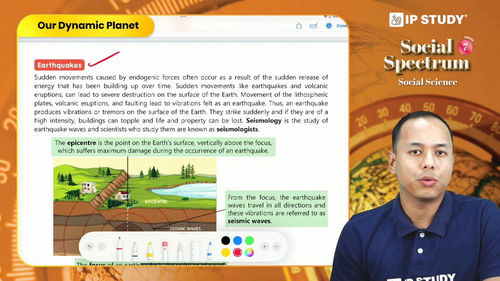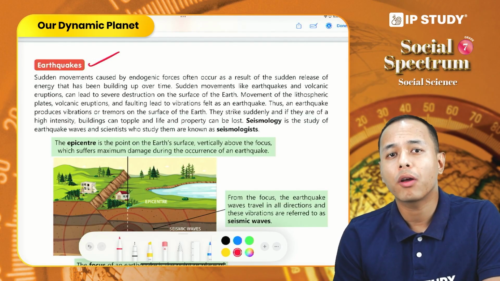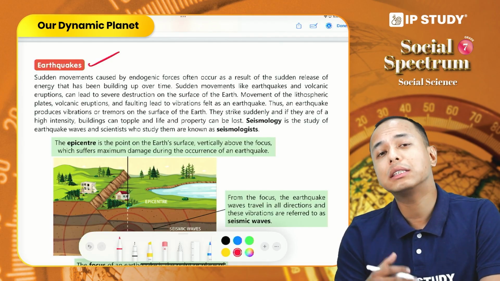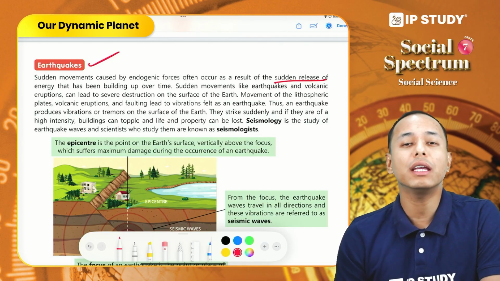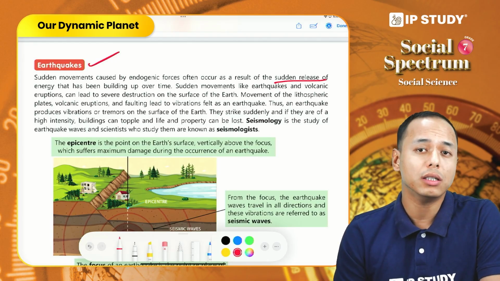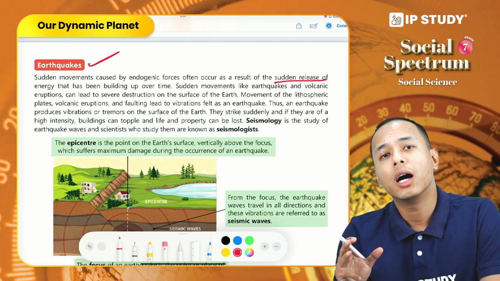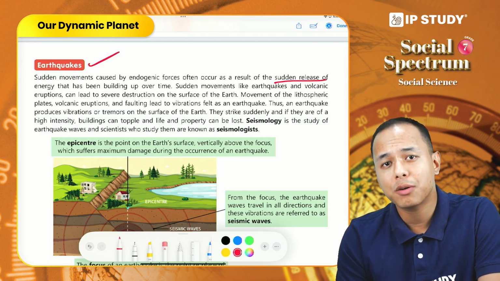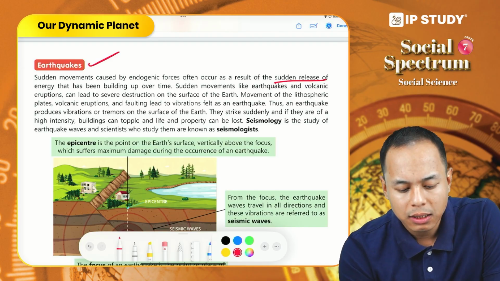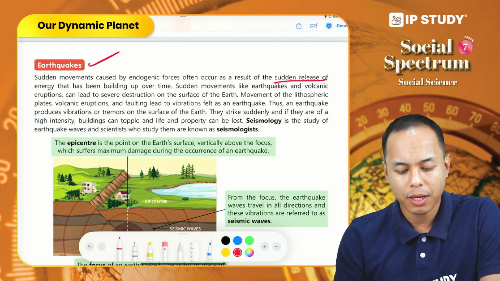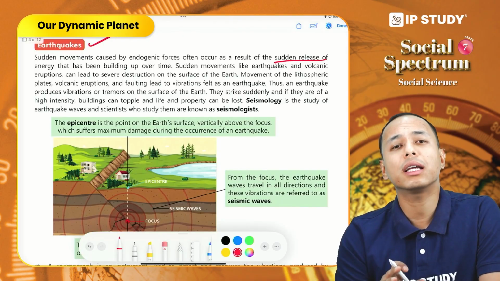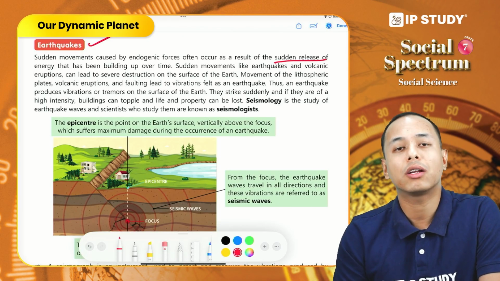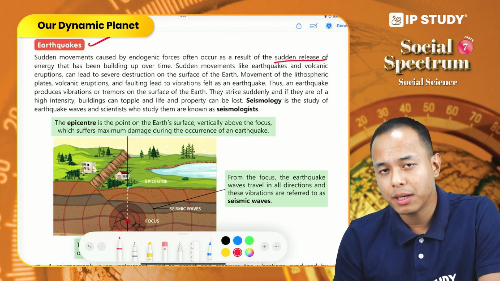So what are earthquakes? Earthquakes are sudden movements or vibrations that we feel because of endogenic forces. And why does this happen? Because of the sudden release of energy that was building up deep below the earth's surface. Earthquakes also occur if there is a movement in the lithospheric plates, or volcanic eruption, or faulting in the crust of the earth. And earthquakes cause large and massive destruction on the surface of the earth. They cause the loss of property, lives, and many more.